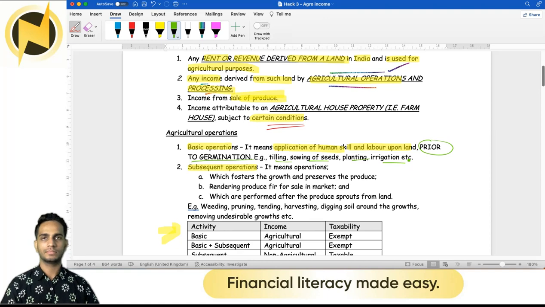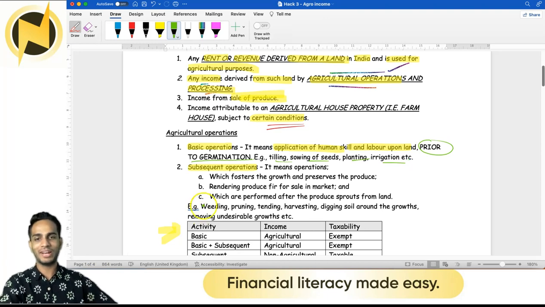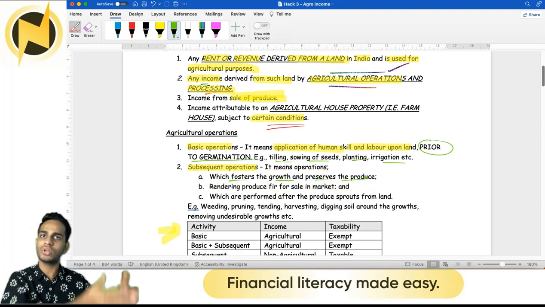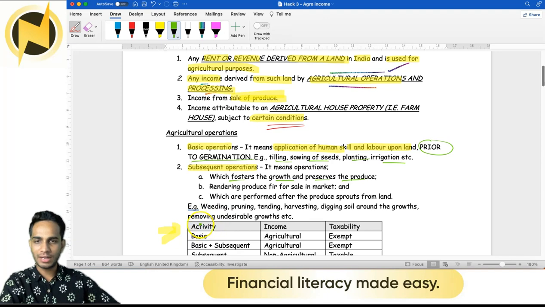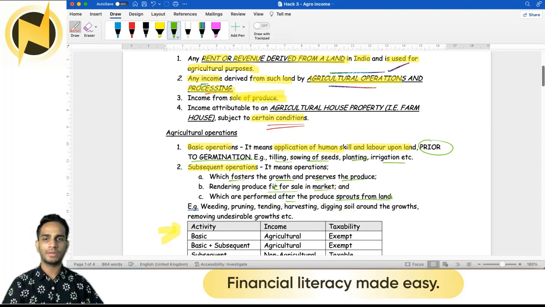Now, subsequent operations is everything that you do once the plant starts growing. Subsequent operations mean operations which foster the growth and preserve the produce. So letting it grow, rendering the product fit for sale in market. This is supposed to be FIT: fit for sale in market. And finally, which are performed after the produce sprouts from the land.